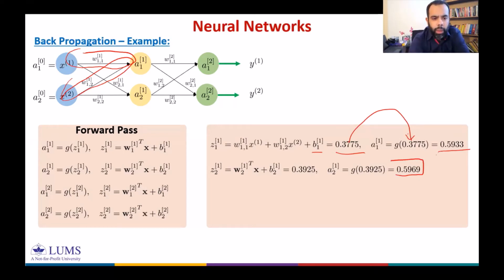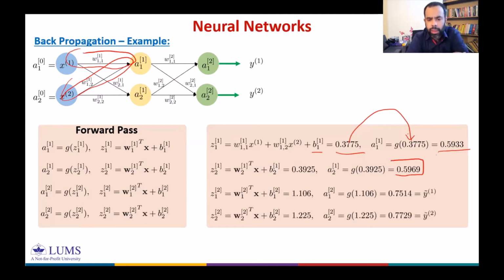And if we move forward and further traverse the network, these two values serve as input for the second layer, and we can compute the output for the second layer. The output of the second layer is in fact the output of the network. So A12 is Y tilde 1 and A22 is Y tilde 2. Clear?